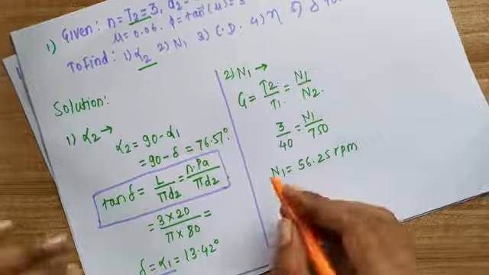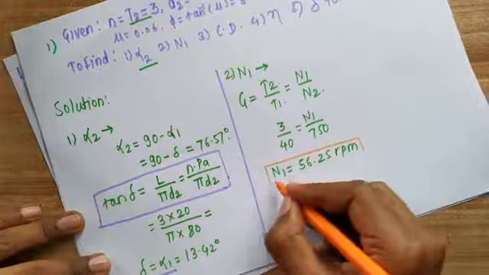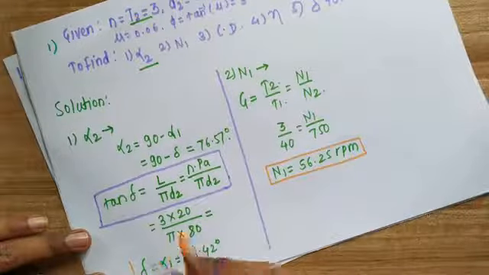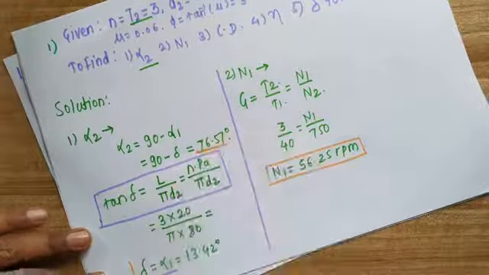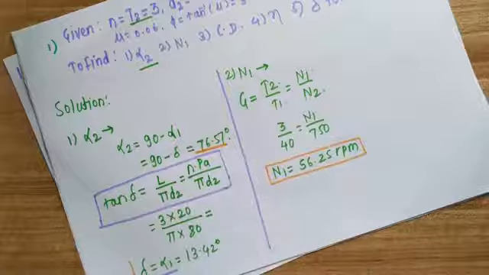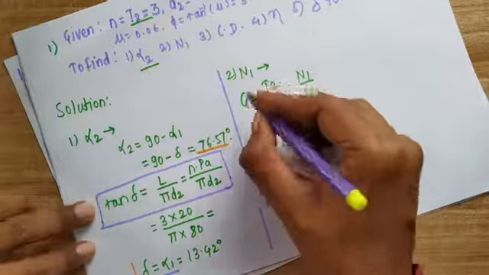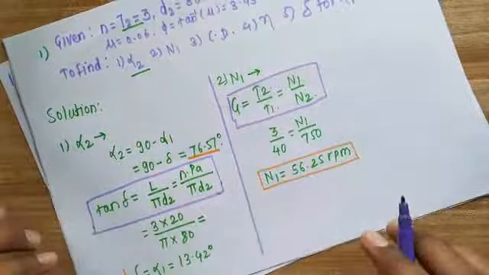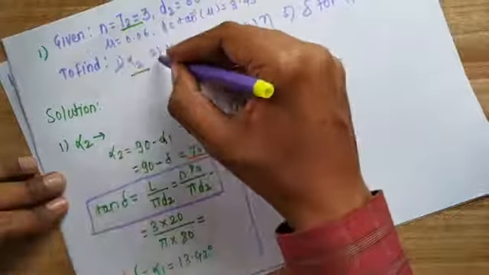So here we will get the answer 56.25 rpm, and this is our last answer. That is, actually here it is 76.57. So which formula did we use for finding N1? It's very simple. We use just the gear ratio formula, and that is nothing but gear ratio is equal to T2 by T1 is equal to N1 by N2. Very simple, straightforward numerical. So two things we found out, alpha 2 and N1.